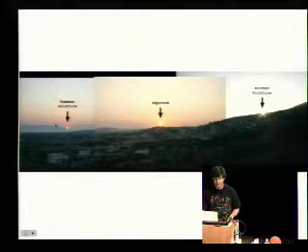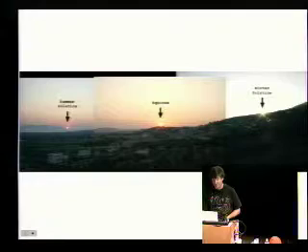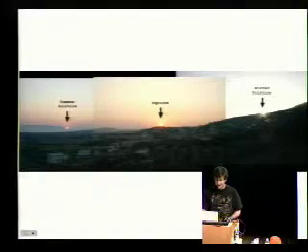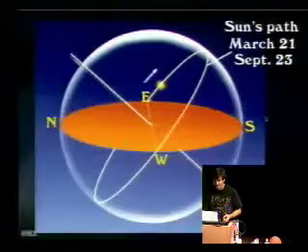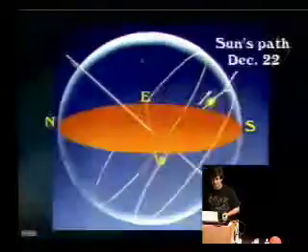Here's a photograph, I think, taken from Greece, showing the sunrise at the summer solstice, June 22nd, and this is north of east. At the equinox, it's due east. And at the winter solstice, December 22nd, it rises south of east. And that's essentially what we're showing here, but in a three-dimensional way. So that's what the seasons are caused by.